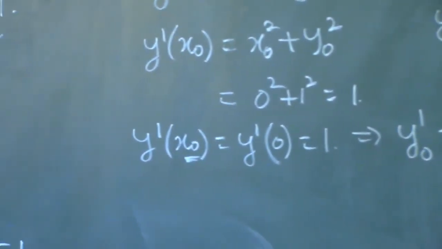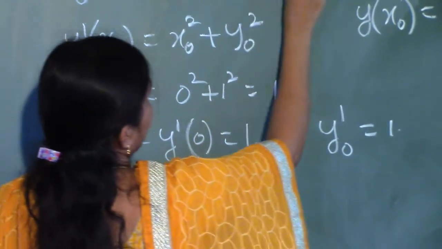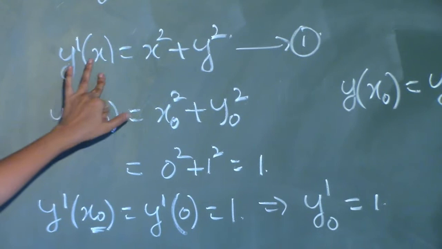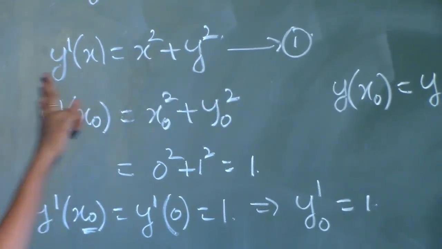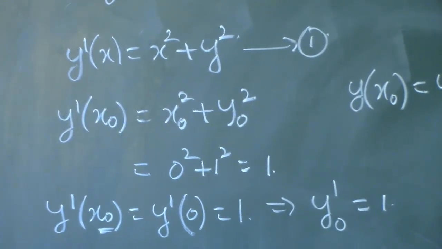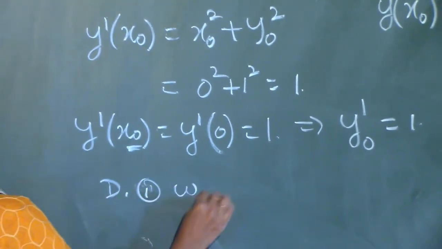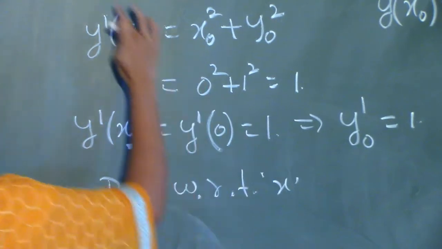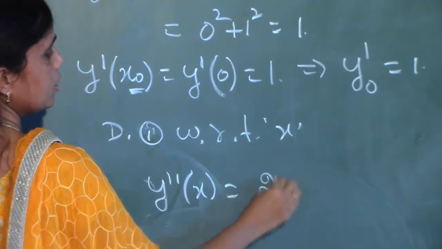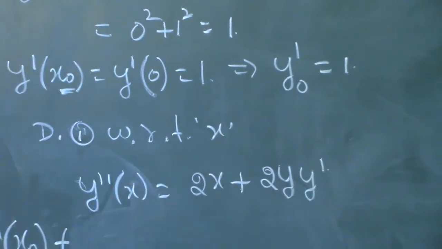Next we take y double dash of x naught value. So this is equation number 1. So this is your y dash of x value. Y dash of x is x square plus y square. To find y double dash of x, you have to differentiate equation 1 with respect to x. So y dash of x differentiation is y double dash of x, square differentiation 2x, y square differentiation 2y into y dash.